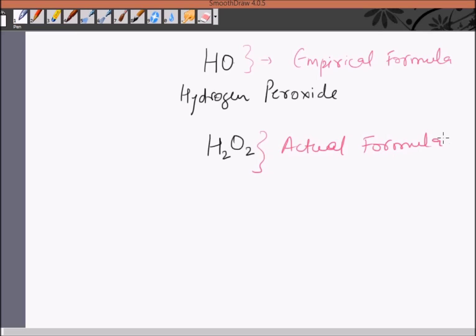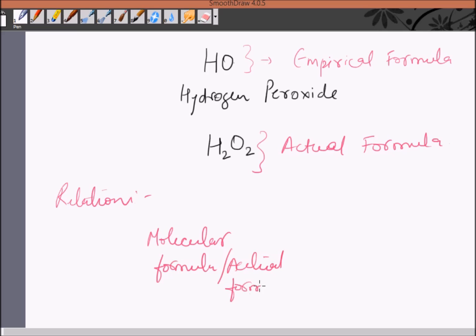So the relation between the molecular formula and empirical formula of compound is just, I gave you the example of tea. So relation is very similar to it. It is the molecular formula, which is also called the actual formula, is equal to the multiples of empirical formula.